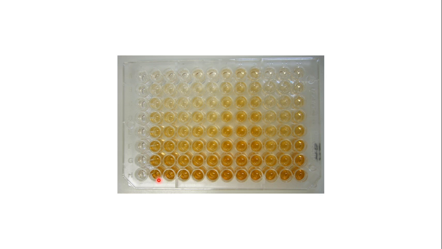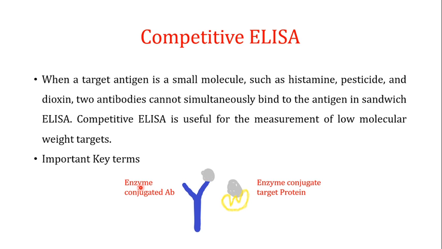This is a microtiter plate, and all of these yellow wells are showing you the positive results. So when you are getting a yellow color in the well, that means you are getting a positive result, and in the wells where you are not getting any color, that shows you the negative results.